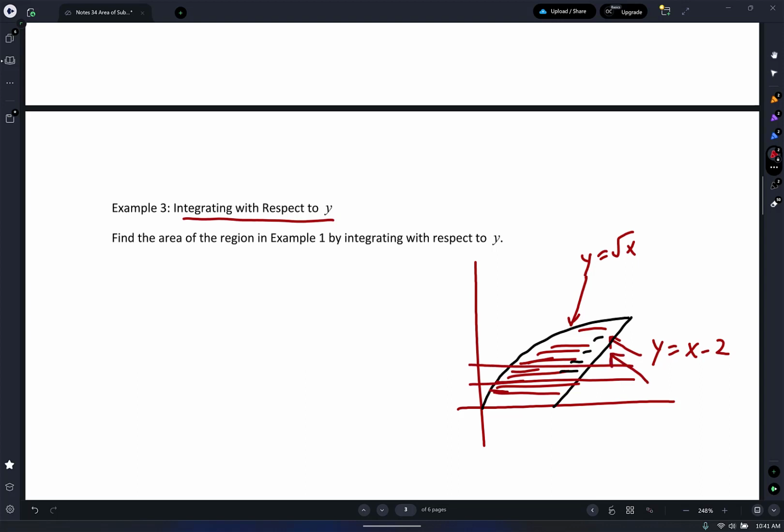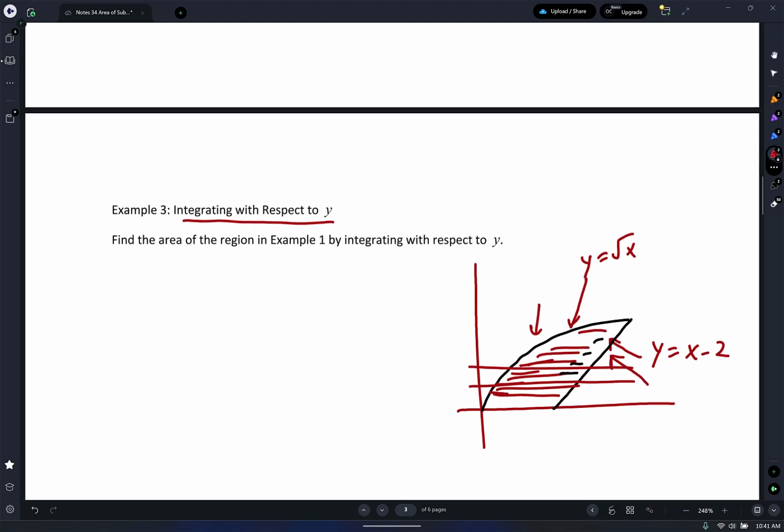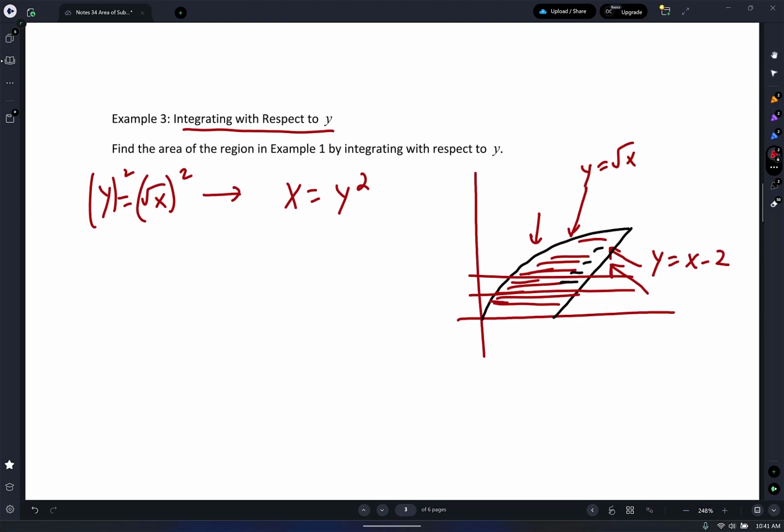So this is considered on top, and this is considered on bottom. I need them in terms of y, so x equals something. I write y equals square root of x, and I'm going to square both sides. So x equals y squared. That's my equation in terms of x. Same thing with the bottom one: y equals x minus 2. I'm going to move the 2 to the other side, so x equals y plus 2.